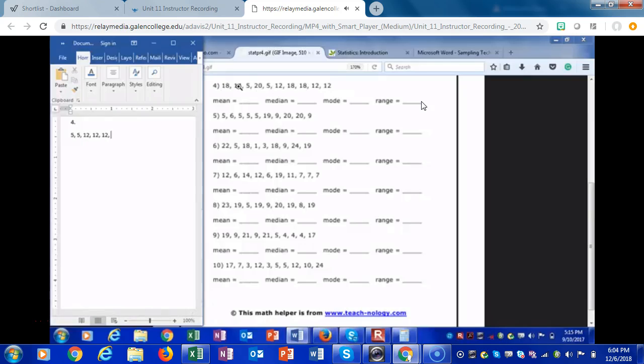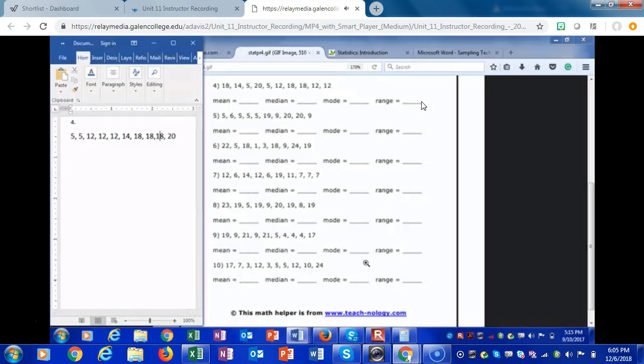We have a 14. We have 3 18s. We have a 20. Let's make sure we got them all. We got 2 5s. We have 3 12s. We have a 14. We have 3 18s. And we also have 20. 1, 2, 3, 4, 5, 6, 7, 8, 9, 10. All right, we got them all.